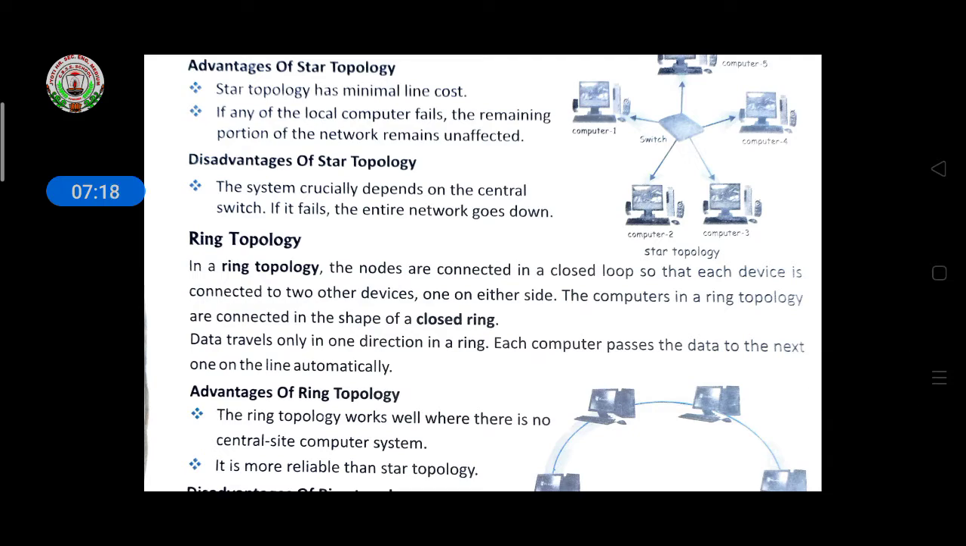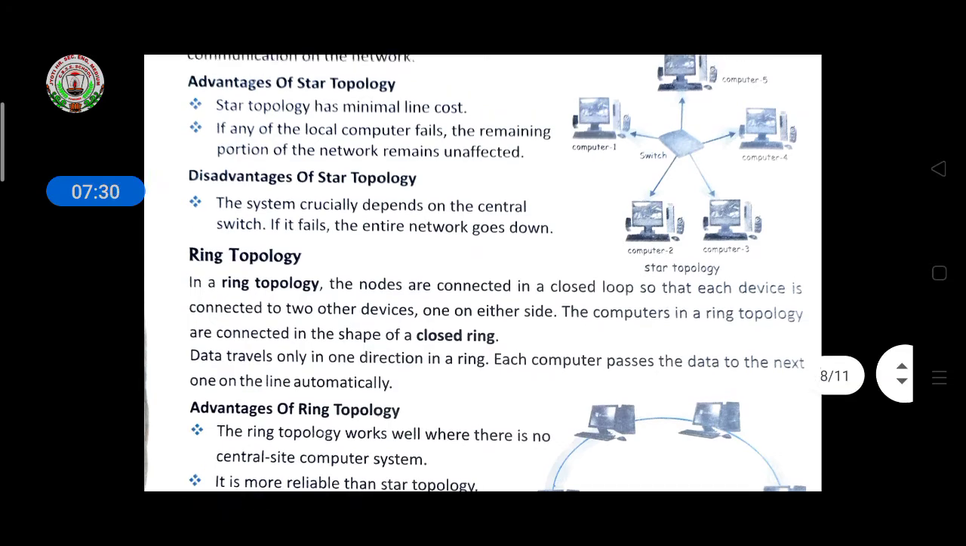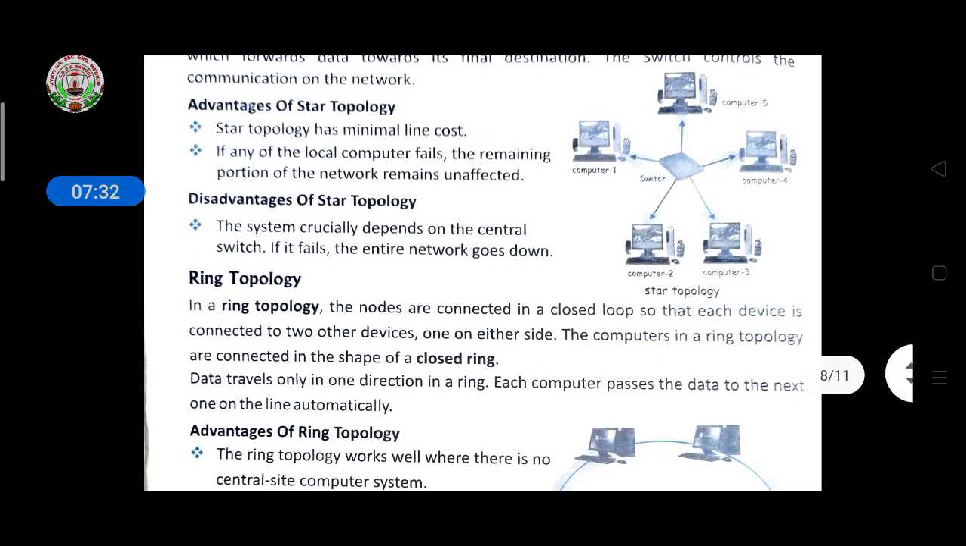Then the disadvantages of star topology: the system crucially depends on the central system. If the central system fails, the entire network goes down. If the switch system fails, all the network will go down.